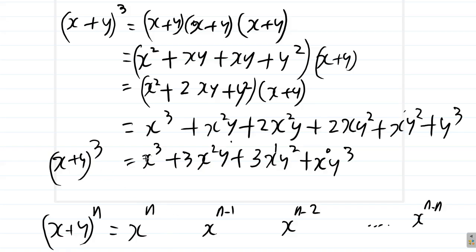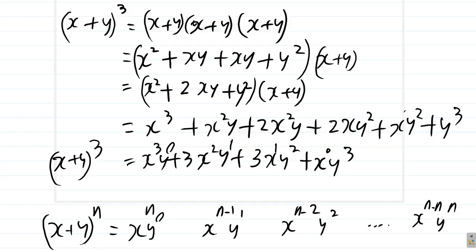Now what happened to the y? The powers of y would be y to the 0, y to the 1, y to the 2, y to the 3. So the powers of y, the term on the right, start from 0 and go up. So it's y to the 0, y to the 1, y to the 2, and so on, up to y to the n. So those are the x's and y's.